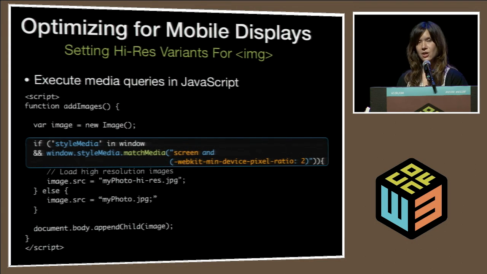And then you can check window.styleMedia.matchMedium, and then inside your parameter to that function is your media query. So in this case, it's screen and -webkit-min-device-pixel-ratio: 2. If that's true, I'm going to serve up my high-res image. If that's not true, I'm going to fall back to my standard image and then append that new image element that I created to the document. So here we're looking at one way of checking in JavaScript what kind of display we might be on.